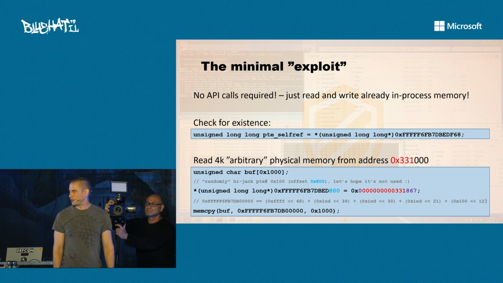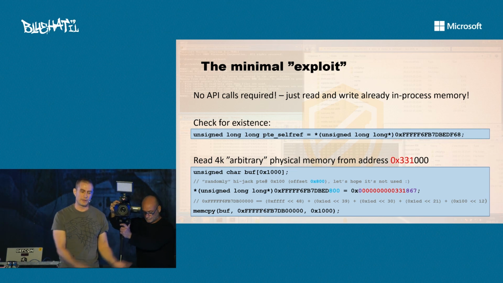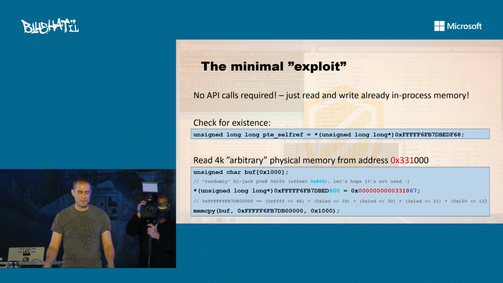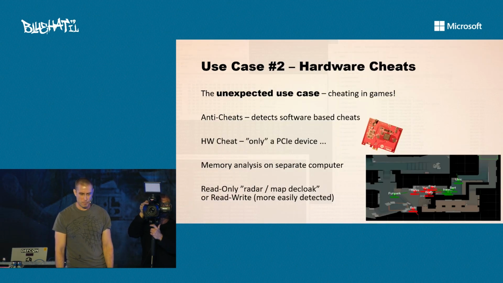So I didn't even need to do any API calls for it, just insert a page table entry already mapped in process memory and read arbitrary physical memory.